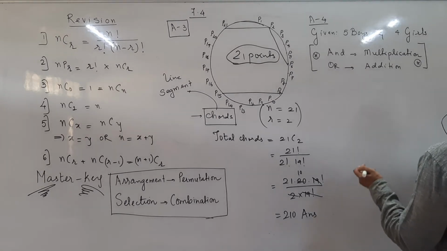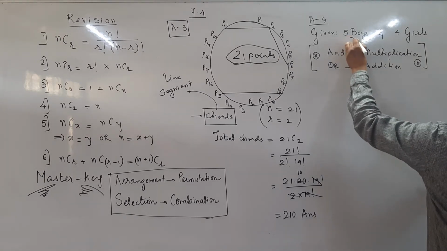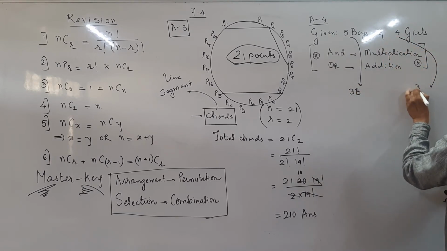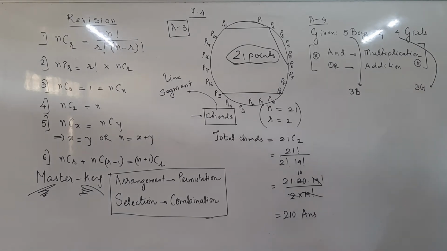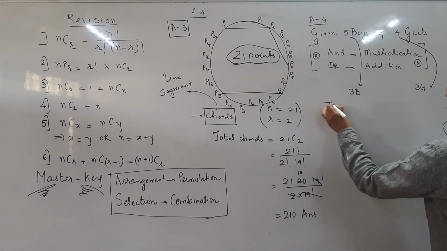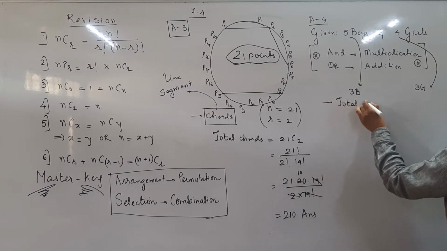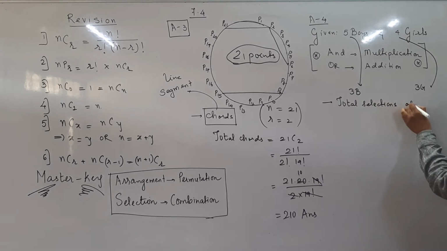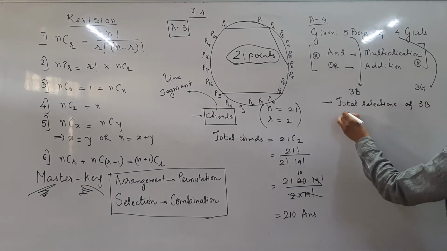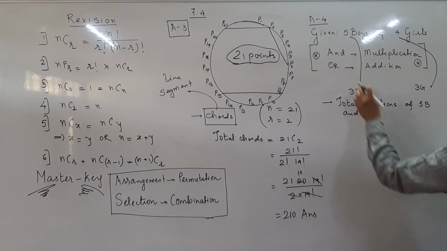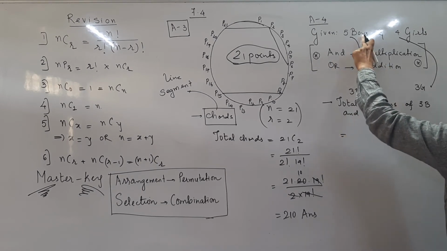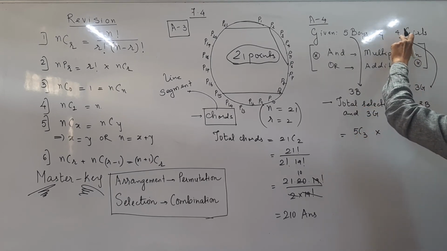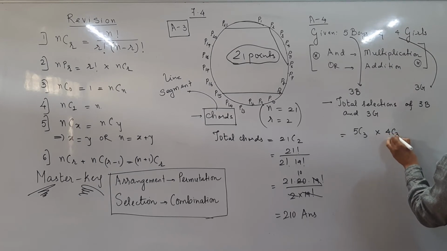Now out of 5 boys we have to select 3 boys, and out of 4 girls we have to select 3 girls. So total selections, the word selection indicates combination, of 3 boys and 3 girls, and means multiplication. Now from 5 boys, 3 can be selected in 5C3 ways, and from 4 girls, 3 can be selected in 4C3 ways.